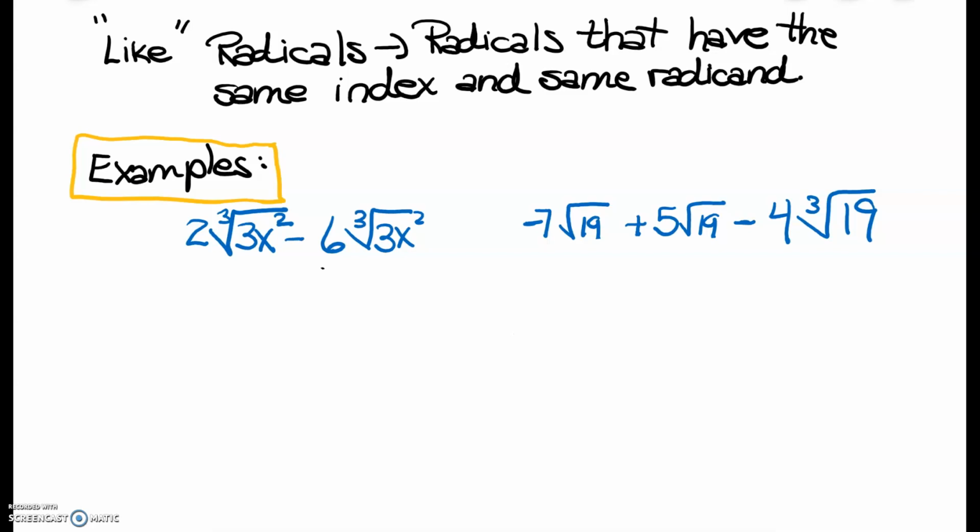In this video, we're going to learn how to add and subtract like radicals. So we're going to start off by learning what a like radical is. A like radical are two radicals that have the same index and the same radicand.